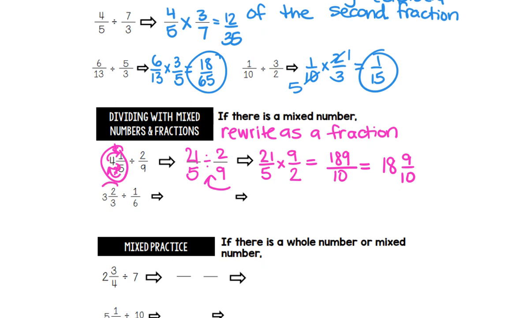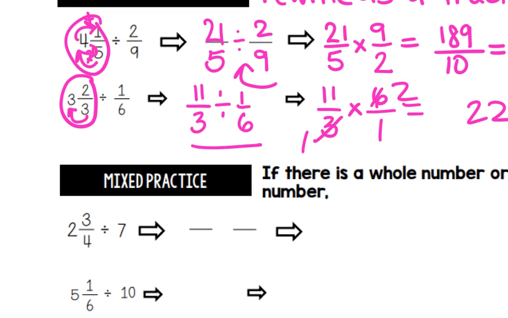So again, the first thing you're going to do is rewrite it. You're not going to do the keep change flip yet. So 3 times 3 is 9, plus 2 is 11 over 3, divided by 1/6. No shortcuts. Now we're going to take 11 over 3 times 6 over 1. And that's going to give me, we can cross simplify here. So you're going to get 22. Now, if you are dividing fractions with whole numbers, all you're going to do is to turn that whole number into a fraction and then do the same process.